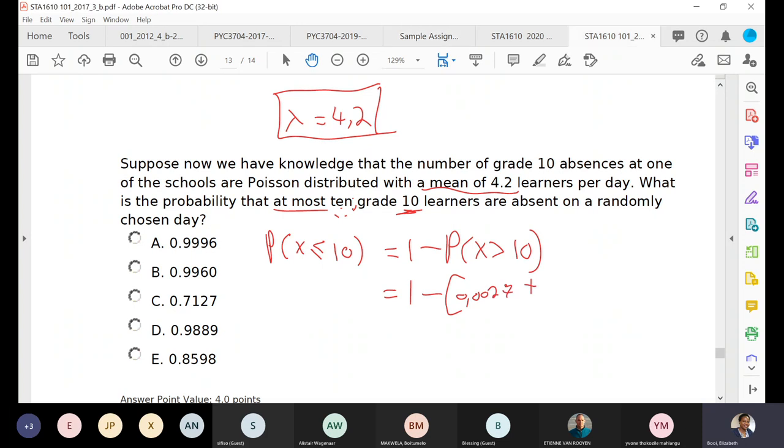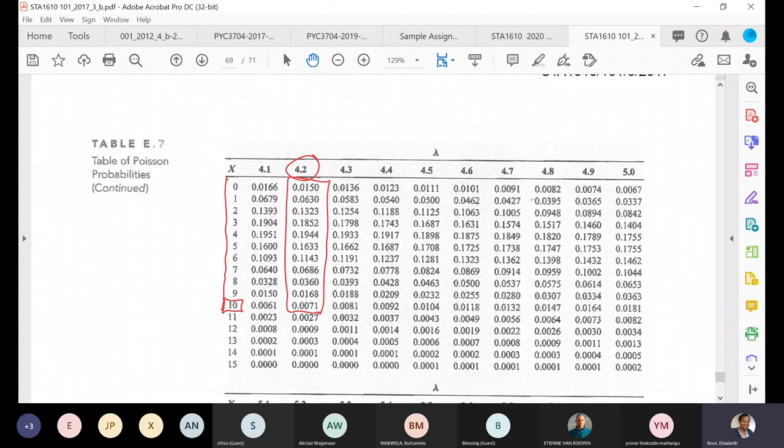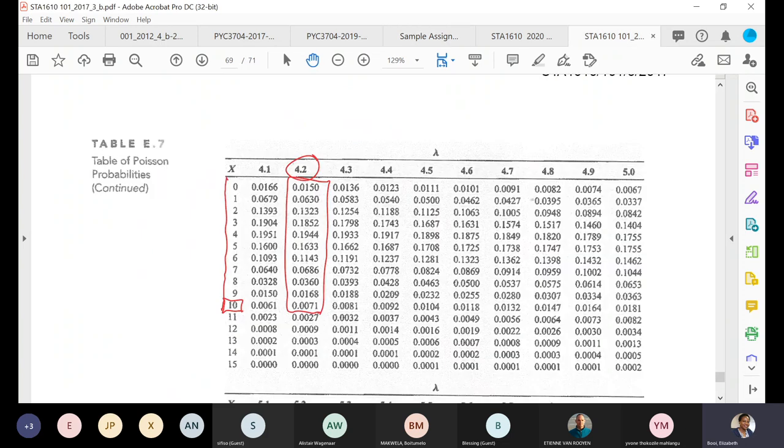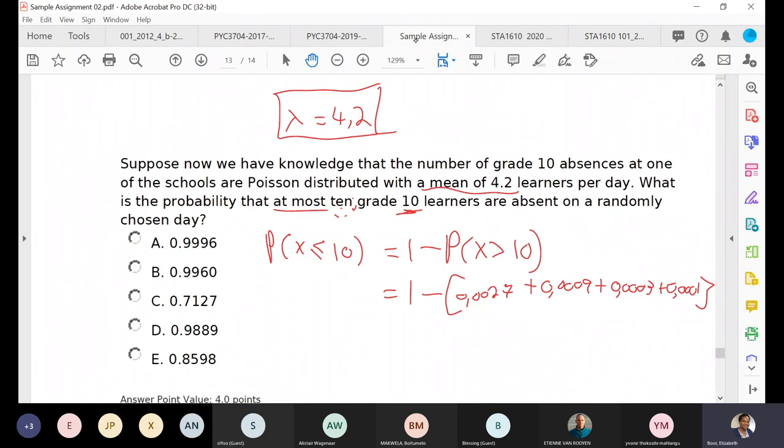0.0027 plus 0.0031 plus 0.0009 plus 0.0003 plus 0.0001. The other one was 0. I'm not going to add the 0. So I'm only going to add those, because I'm calculating those ones. So instead of adding all 10 of them or 11 of them, because they start at 0, 11 values, I can just add the remainder on the table. They should give me the same answer.